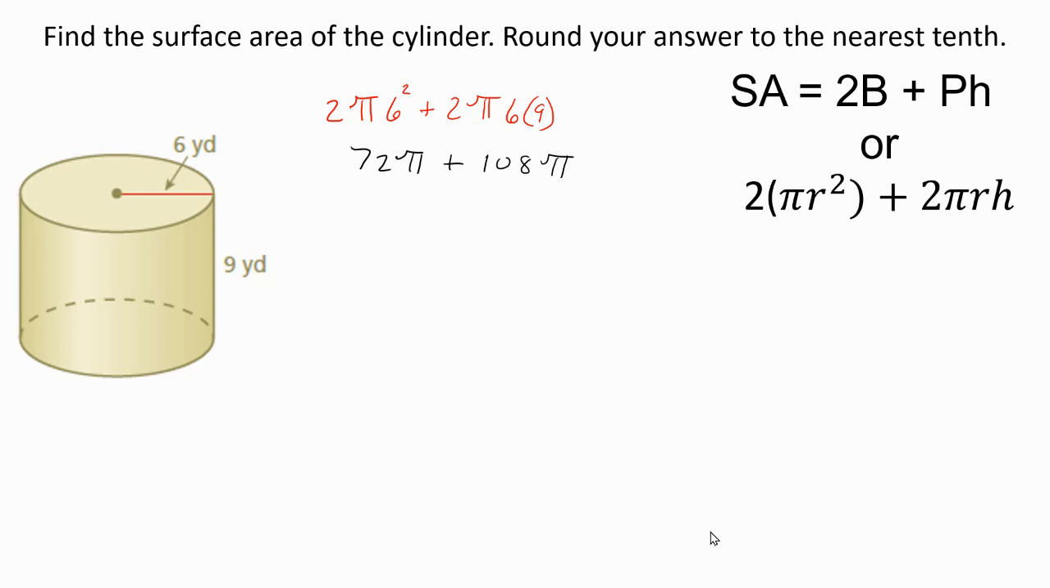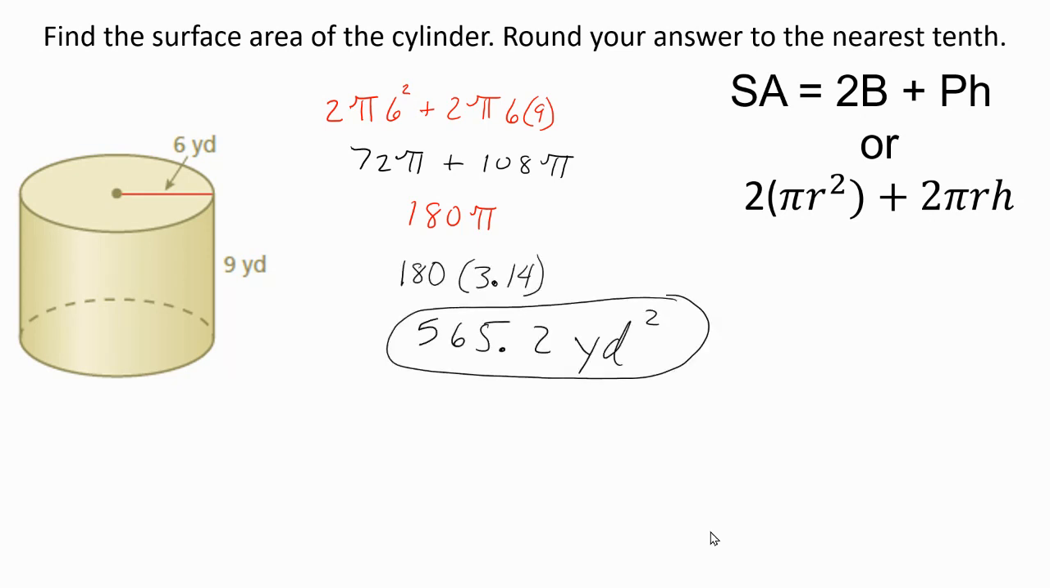So on the left, we get 72 pi. On the right, we get 108 pi. That's 180 pi. Now we times that by 3.14, we get 565.2 yards squared. It does say round to the nearest tenth. One decimal place is nearest tenth, so we are good.